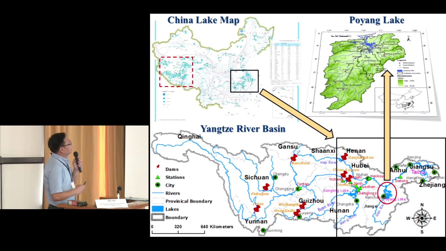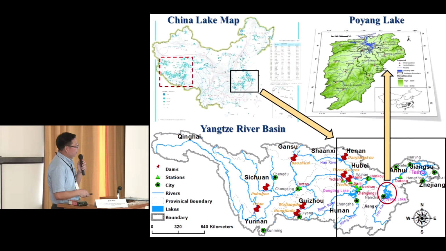And we see the China lake map here, the east part and west part. In this part, most lakes are natural lakes, and there are very few cities. But this part is the mid and downstream of the Yangtze River. These lakes have been polluted for more than 20 years.